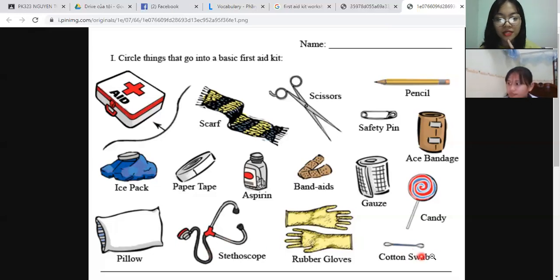Okay, so we have the cotton swab. This one we use to clean your ears, or something like this. I think nothing else.